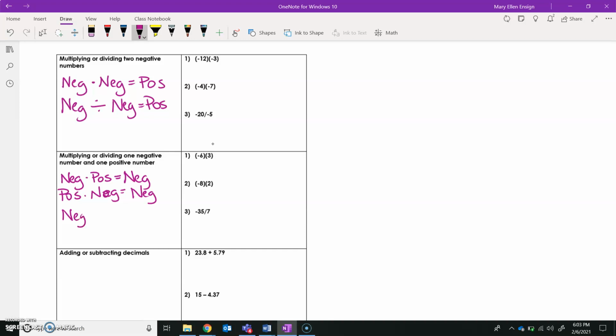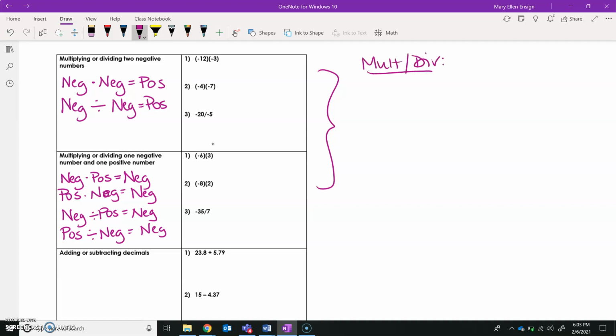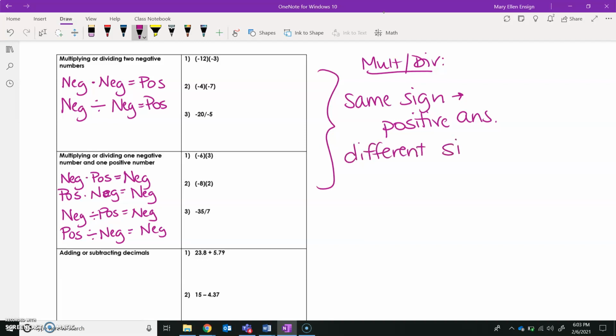And in the same idea, if I have two different signs when I divide, the answer is going to be negative. So if it's a positive divided by a negative, that's also going to be a negative. So I can summarize these by saying for multiplication and division, easy summary, same sign gives me a positive answer. Different signs, like a positive and a negative, always give me a negative answer.